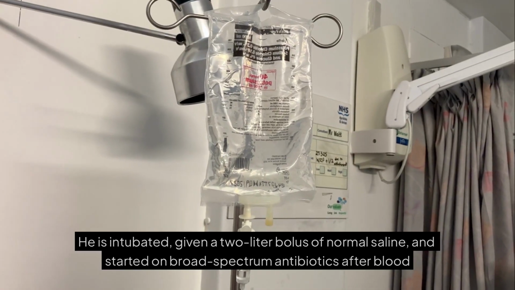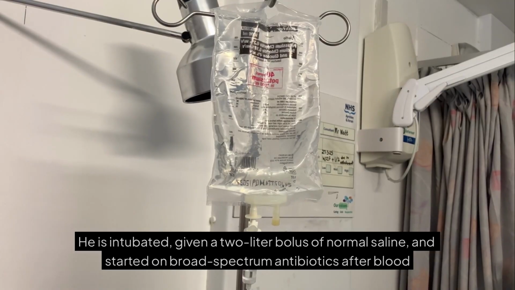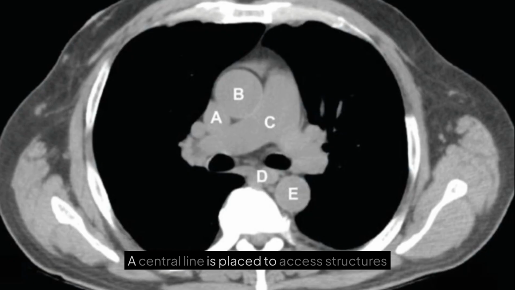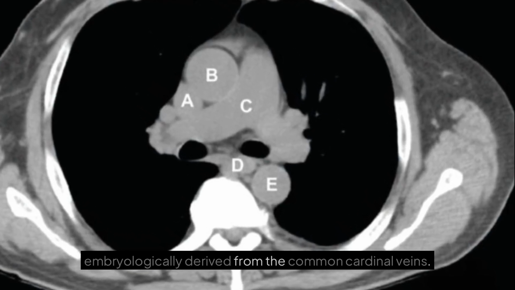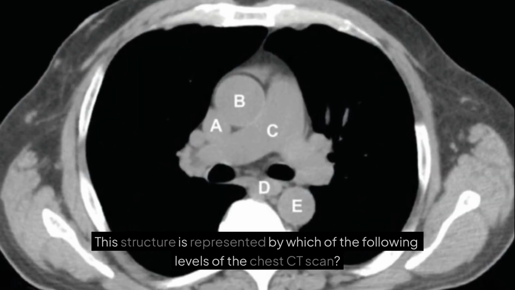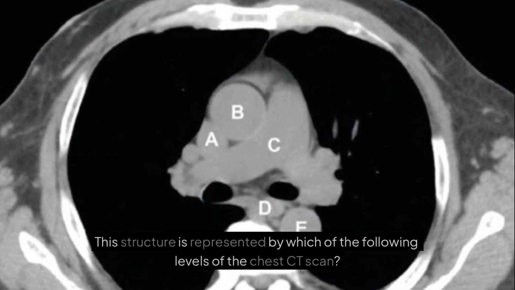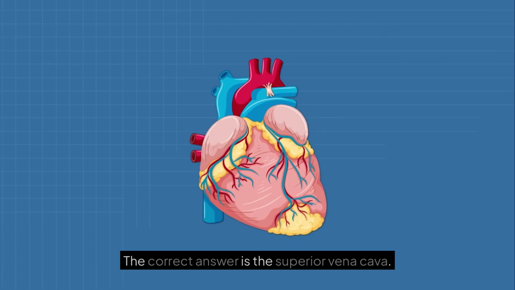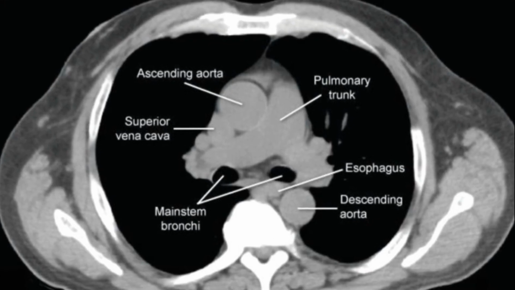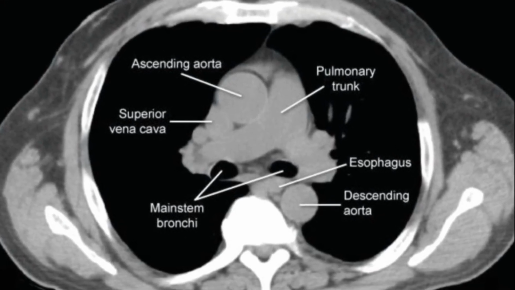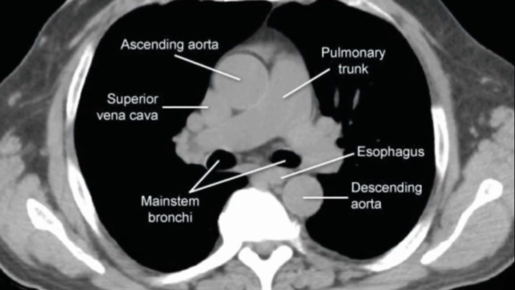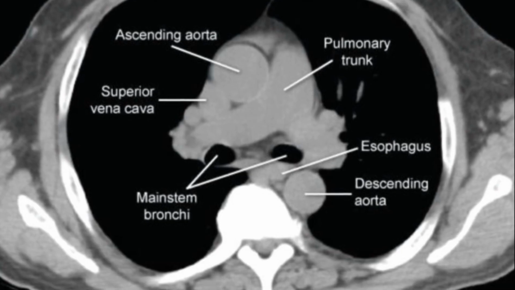He is intubated, given a 2-liter bolus of normal saline, and started on broad-spectrum antibiotics after blood cultures are obtained. A central line is placed to access structures embryologically derived from the common cardinal veins. This structure is represented by which of the following levels of the chest CT scan? The correct answer is the superior vena cava. Patients with hemodynamic instability or shock often have central lines placed into the central venous system to allow rapid infusion of intravenous fluids, blood, and vasopressors.